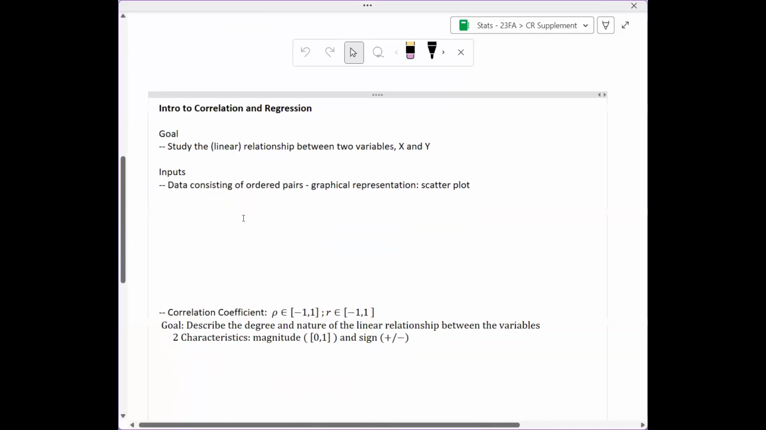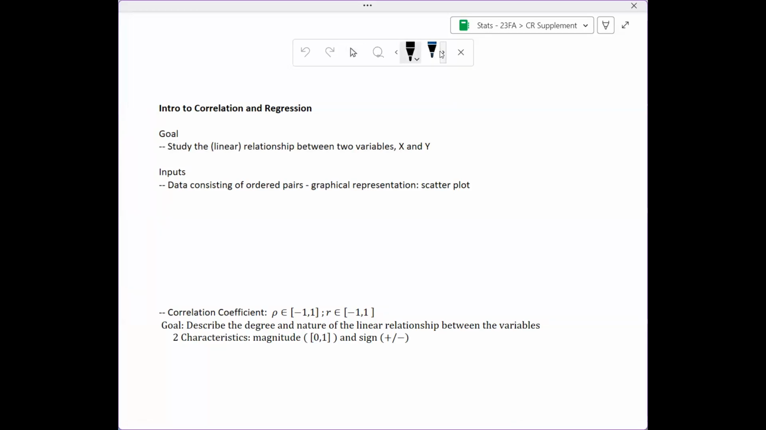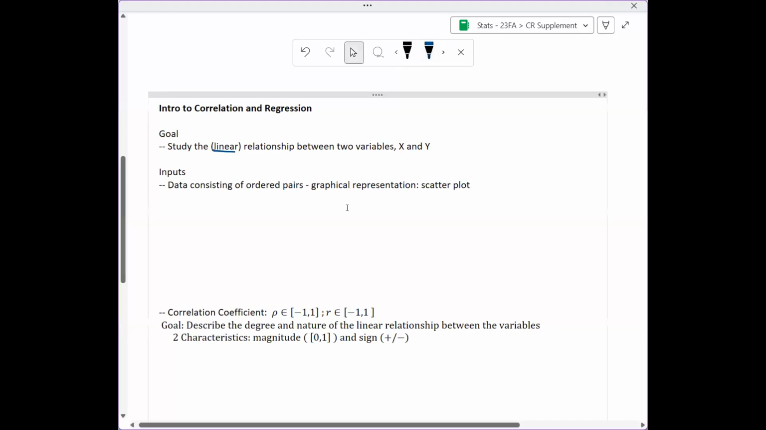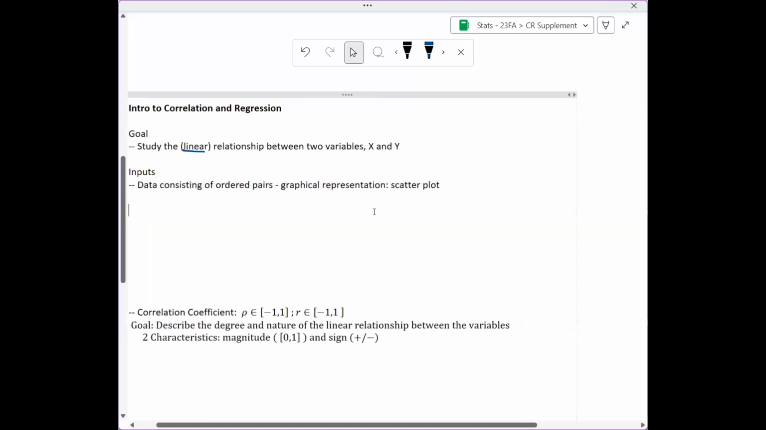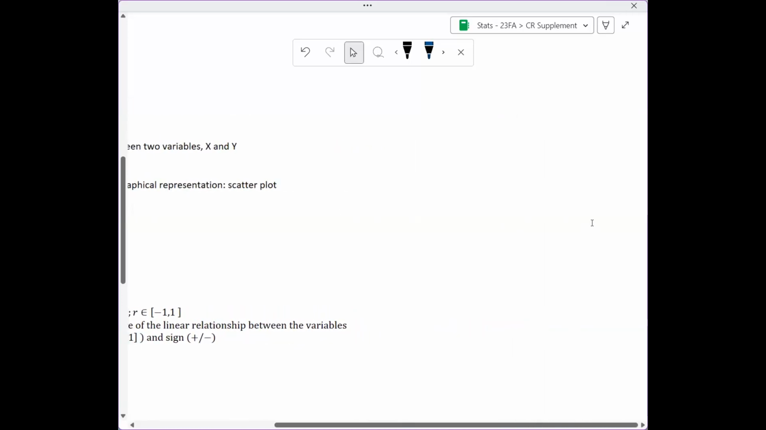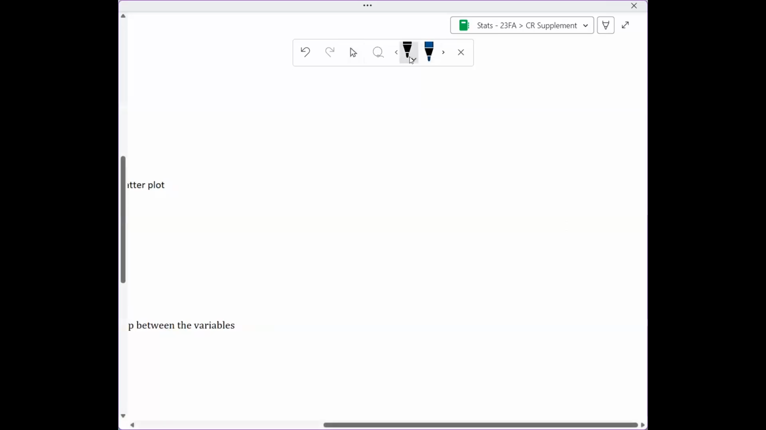Okay, so what is the basic idea of correlation regression? The basic goal is to study the relationship between two variables, x and y, and specifically what we call the linear relationship between the two variables. So our inputs, our data, are ordered pairs, which we've seen before in the scatter plot graphical representation in chapter 2. So for example, a pretty typical example is x is maybe height, and y is, say, weight of a person.